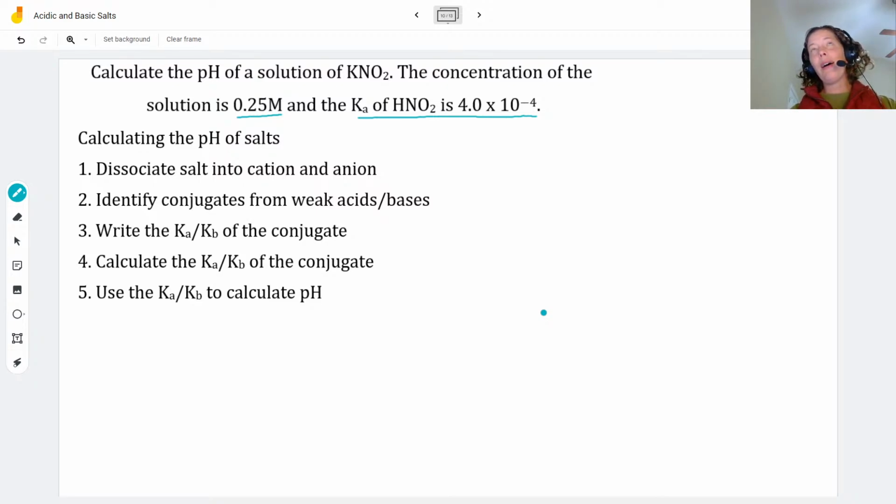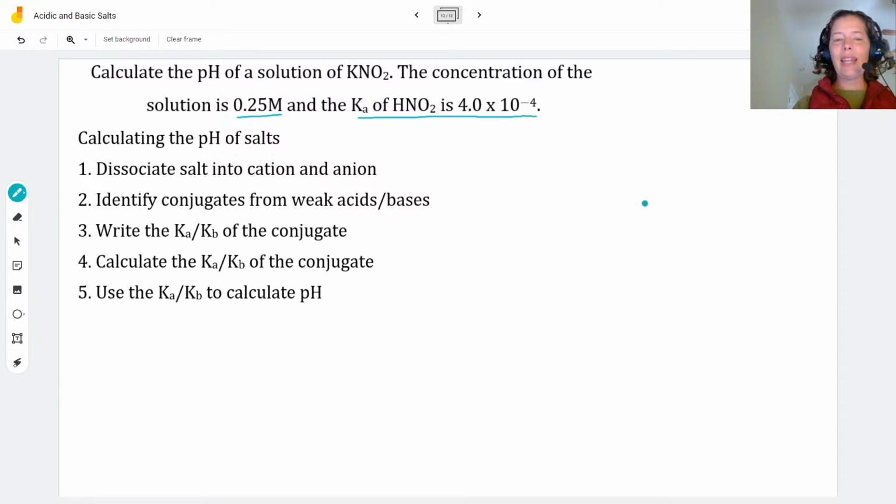Now, one thing I will say is you might, instead of being given Kas in the problem itself, be given a table of Kas. So make sure that once you identify, like in this case, my nitrite, I go back to my nitrous acid and use that Ka. That will make the problem a little bit more difficult if you're just given a table, because you have to make sure that you're using the Ka of the correct conjugate acid.